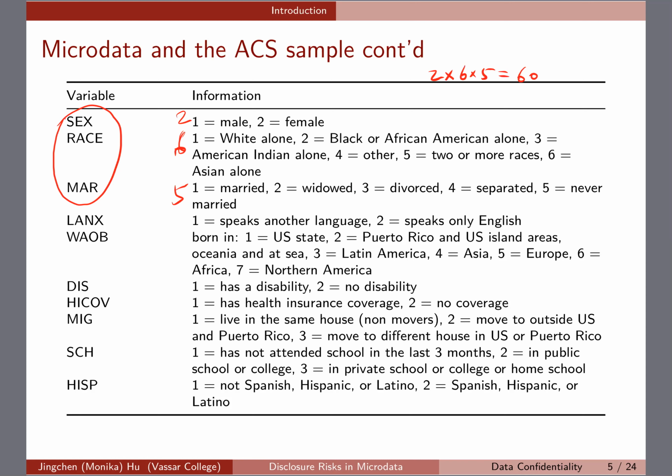So let's say we have 10,000 people. That's the ACS sample that we're working with. So instead of giving you a 10,000 by 3 table, that is microdata, tabular data is, well, I'm just counting how many observations are in each of the 60 cross categories, and then I release the counts instead of microdata.